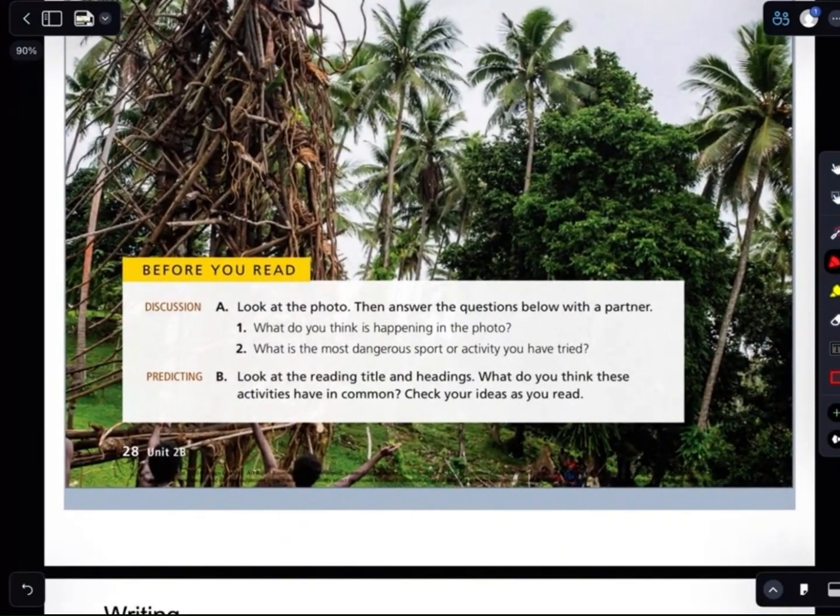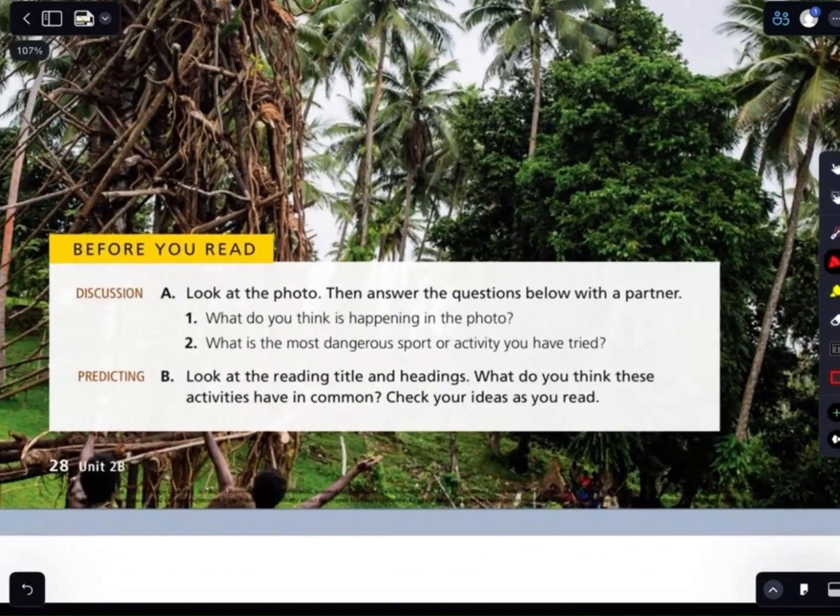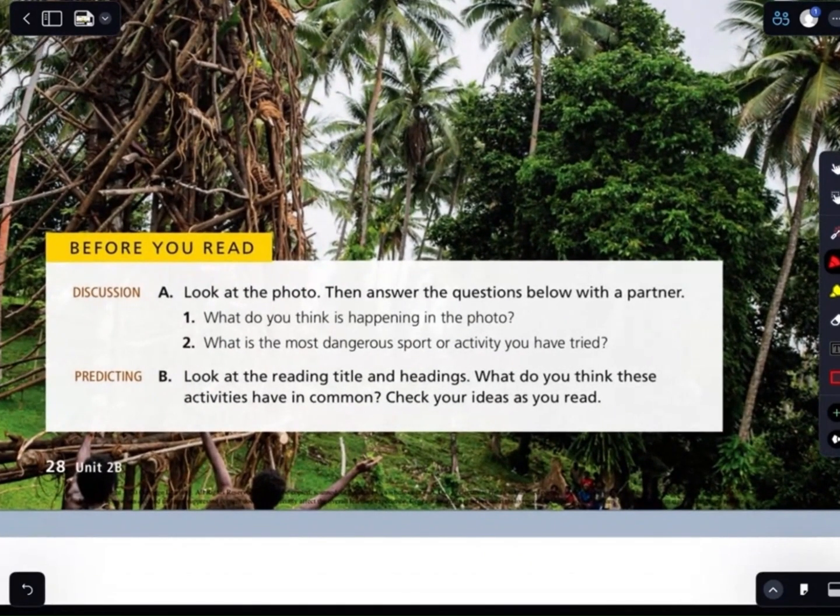Before you read, look at the photo, then answer the questions below with a partner. What do you think is happening in the photo? What is the most dangerous sport or activity you have tried? B. Look at the reading title and headings. What do you think these activities have in common? Check your ideas as you read.